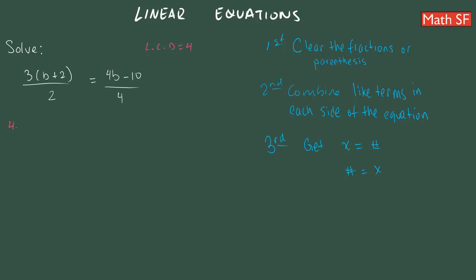So 4 times 3 times (b plus 2) over 2 equals 4 times (4b minus 10) over 4. Now we can also put 4 over 1 to help you visualize what's in the numerator and what's in the denominator.